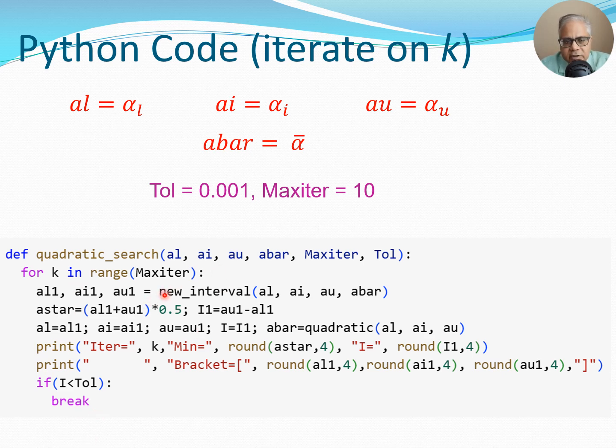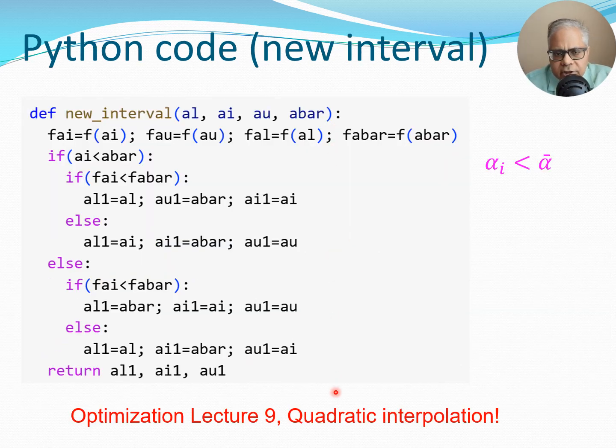Now the important point here is this function I have defined called new interval, and that function is the main function which we are going to look at next. This is the function where all the logic is built in for this method. So we have the points AL, AI, AU, and A bar, and then I have the function values here. Now you remember there are two possible conditions: AI is less than A bar or not, and depending on that it goes into these two branches. And there are also the possibilities of whether AI is less than A bar or not, and depending on that it does these two sets of assignments here.